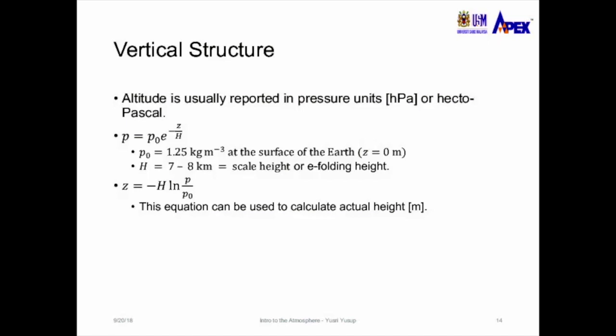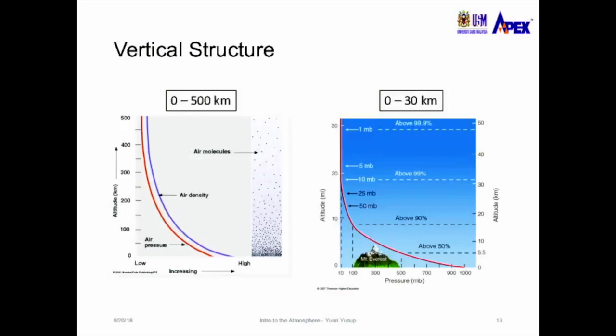And H is a constant, what we call the scale height, or the E-folding height, and this ranges from 7 to 8 kilometers. This is the height where it starts to decrease by 50%, as you saw in the previous slide. So it's between 5.5 kilometers and 10 kilometers, which is roughly about 50% of the atmosphere. Below that 7 to 8 kilometers, it consists of about 50% of the atmosphere.